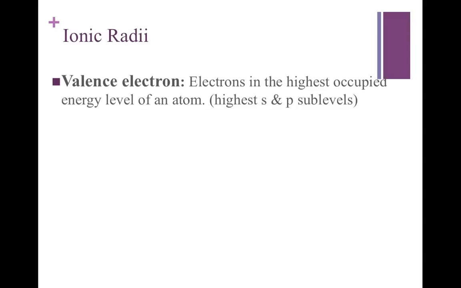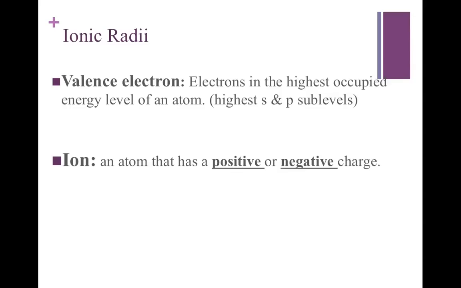So for ionic, we need to talk about valence electrons first. And a valence electron is an electron in the highest energy level of an atom. So they're the last electrons on the very outside of an atom. And it means it's the highest S and P sublevels, which we will talk about more on Monday.